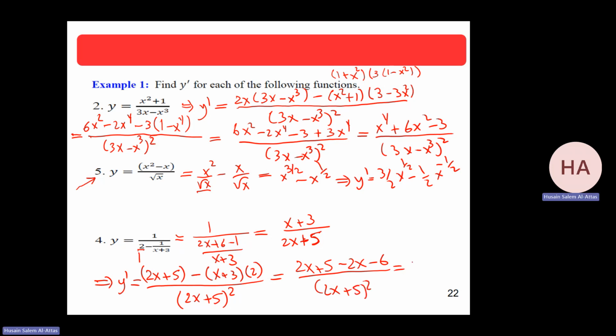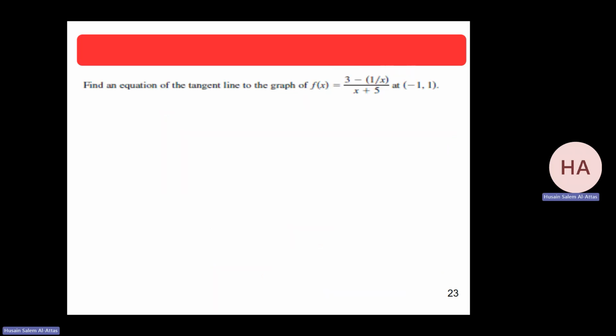2x cancels, so I have minus 1 over this one. So that will be the derivative. Find an equation of the tangent line to the graph of this. What do they want? They want to find the equation. I have the point. I need to find the slope. So the slope of the tangent will be f prime at minus 1.